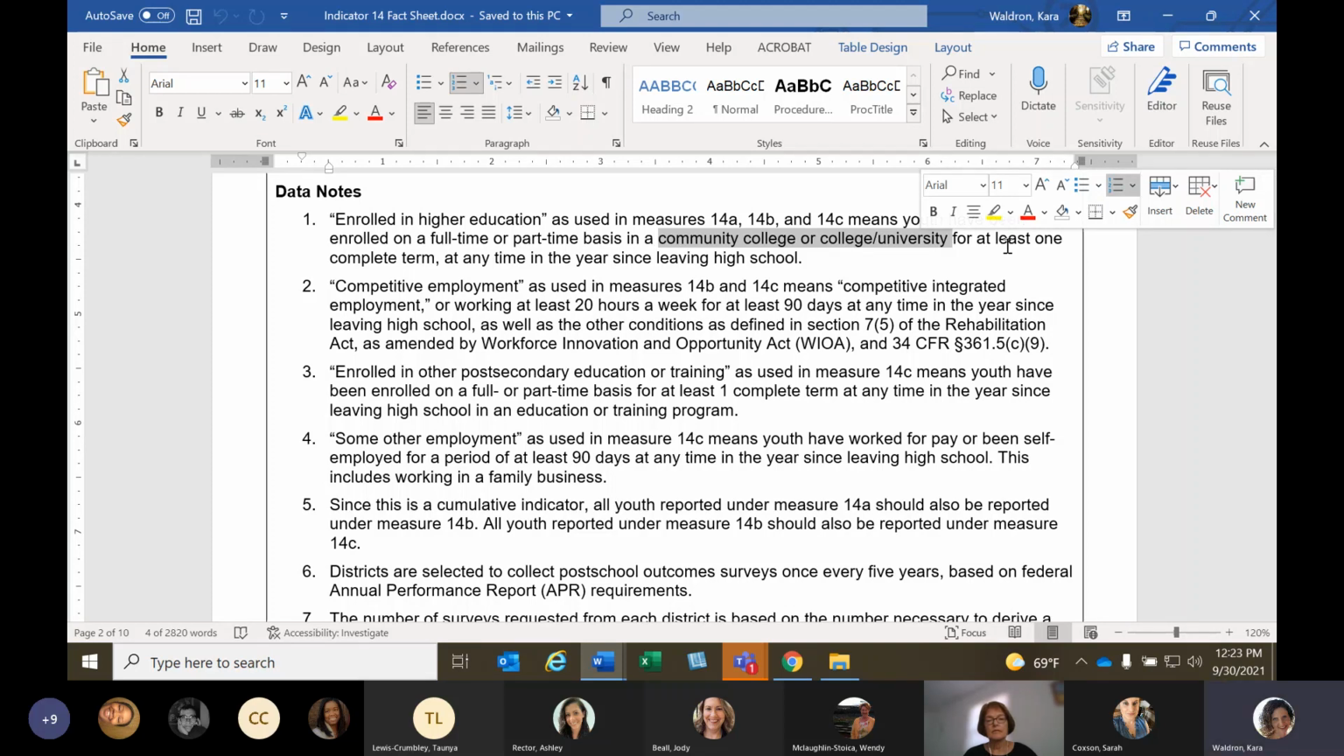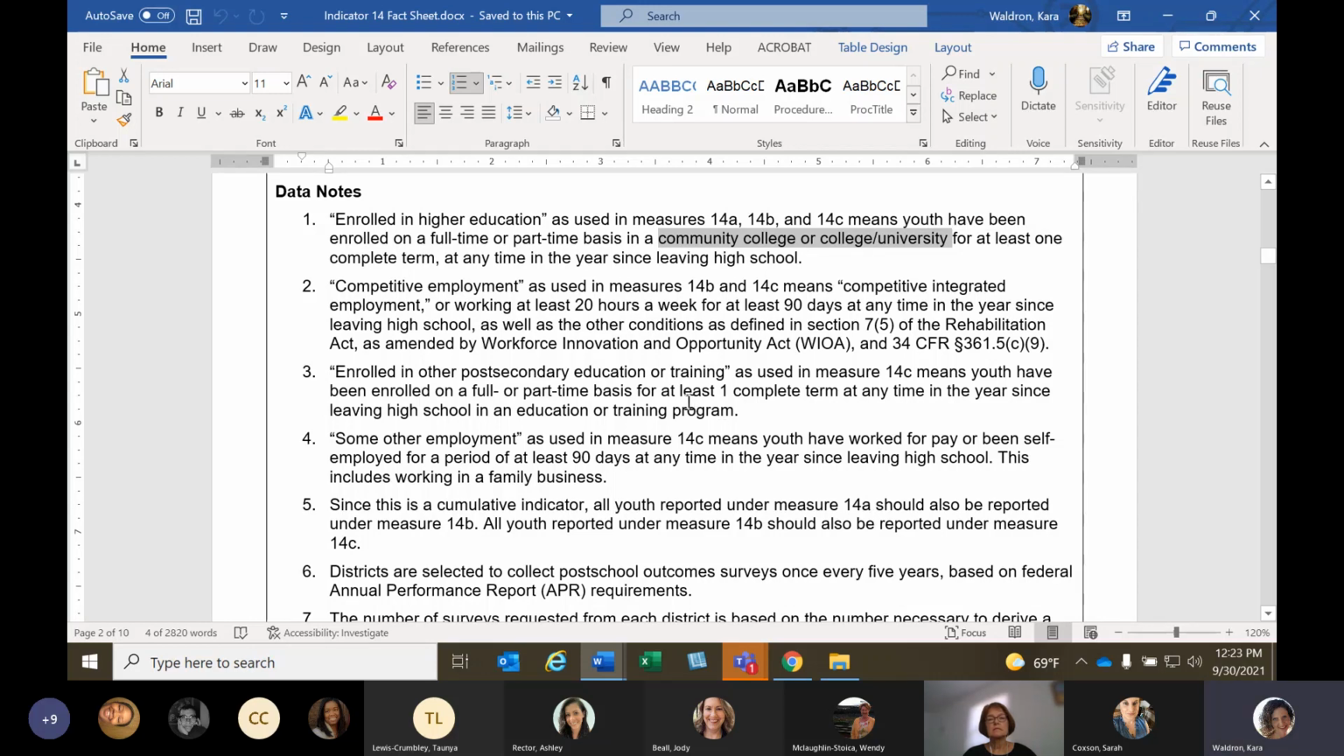Competitive employment is aligned to the definition of competitive integrated employment, which means that they're working at least 20 hours a week for at least 90 days since leaving high school, and it aligns to those conditions of competitive employment from the Rehabilitation Act.